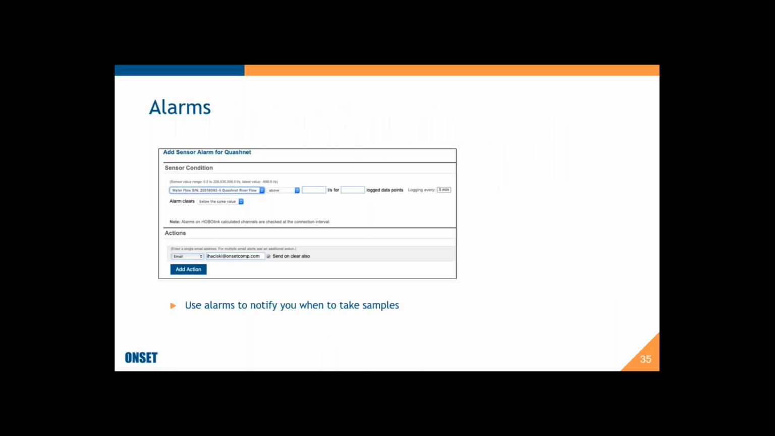So, as I mentioned, in some cases it's good to set up alarms. One of the cases where you may want to use alarms is to notify you when to take samples. You can set up the alarms in HOBOlink to trigger your sampler, your auto sampler, and trigger that relay that's in the RX3000 if you're using that combination. So that's another way that alarms can be used.